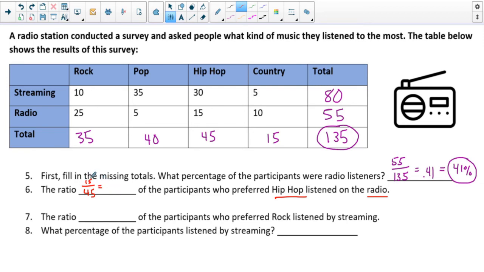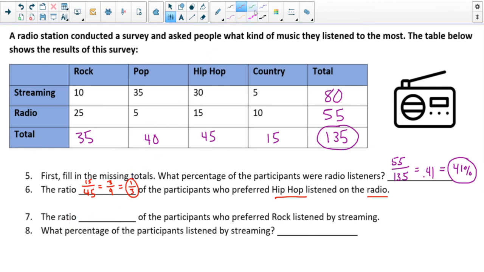Let's reduce this also. So 15 divided by 45. Looks like I can take a 5 out of both of these. It's going to be 3. 45 divided by 5 is 9. And I can actually reduce that one more time. I can divide 3 out of 3 is 1. 9 divided by 3 is 3. So our ratio is 1/3.